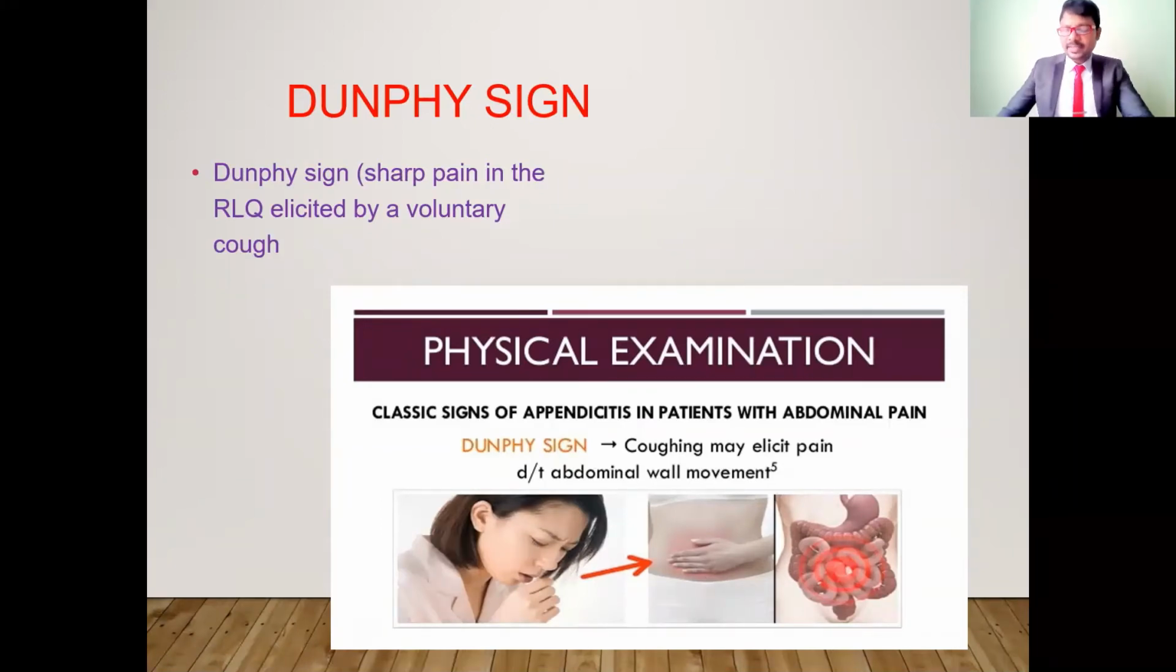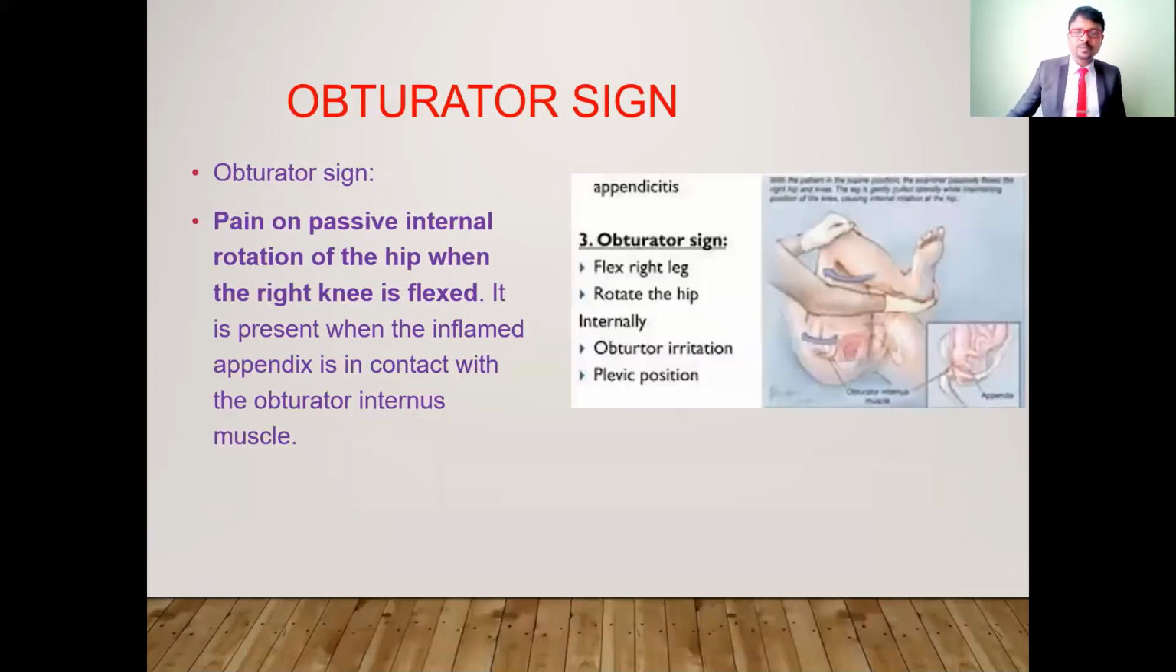So this is another sign. If you ask the person to voluntarily cough, the intra-abdominal pressure is going to increase. Because of the increased abdominal pressure, it may irritate the appendix in the right iliac fossa structures, so it may give severe pain.